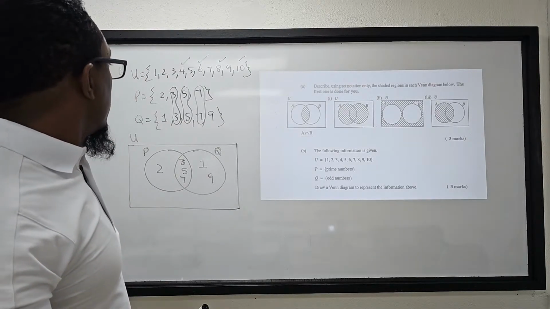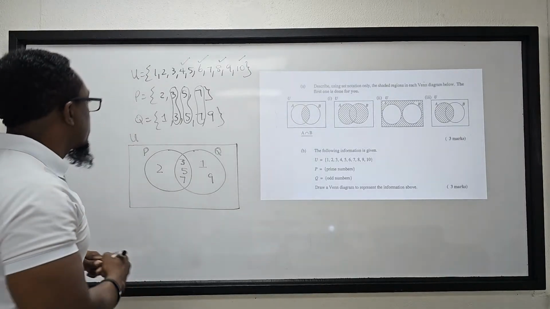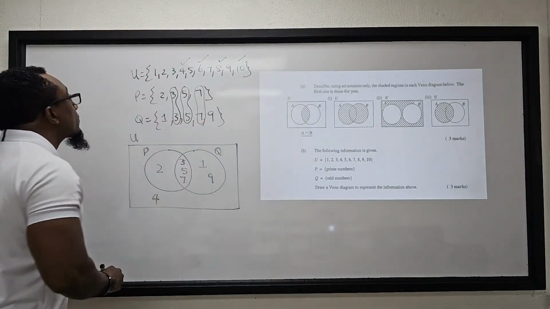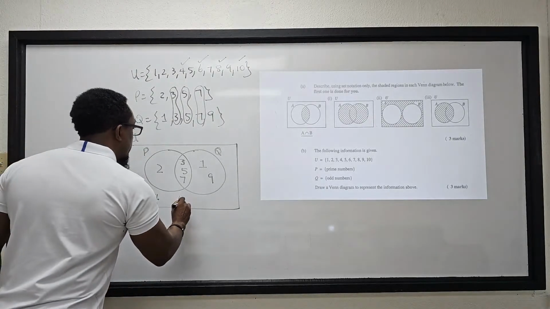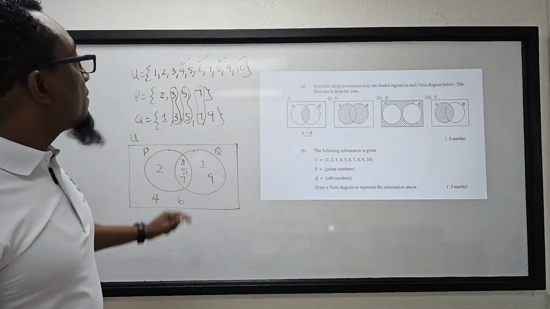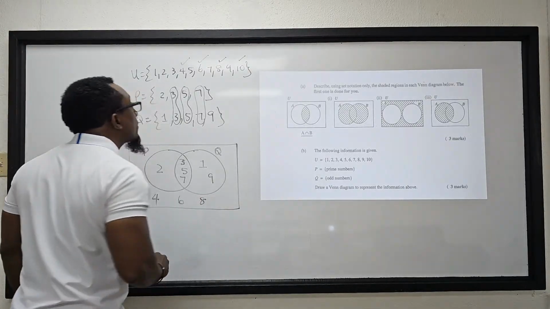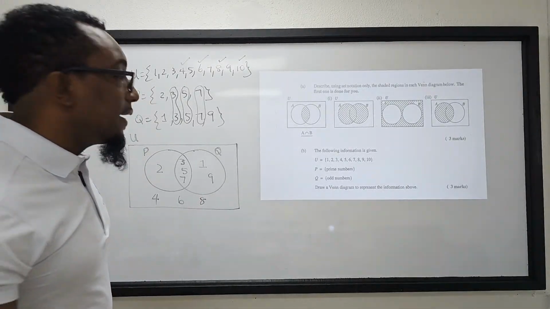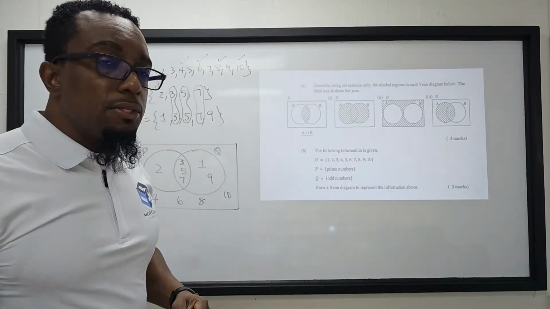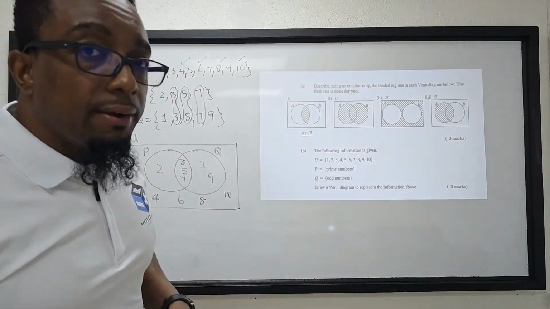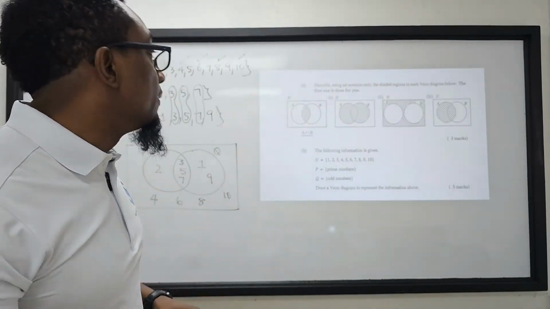We have 1, 2, 3, so 4 is missing, so 4 will be placed outside. We have 5, 6 is missing, 6 will be placed outside. We have 7, 8 is missing, 8 will be placed outside. 9 is there, and 10 is missing, 10 is placed outside. So that there is our Venn diagram representing the information given.